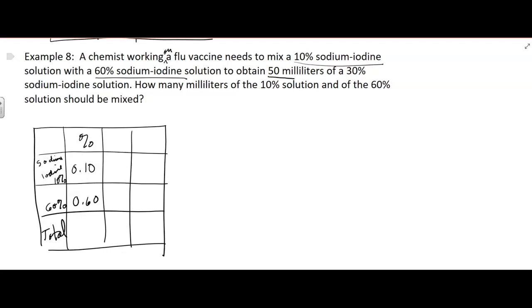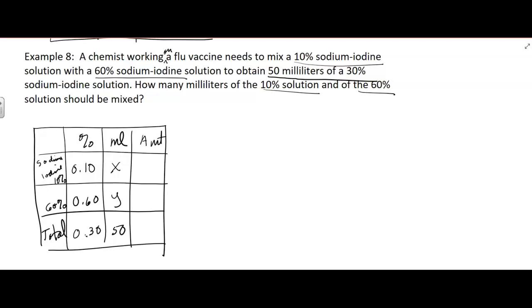We want to obtain 50 milliliters of a 30%. So we want it to be a 30%, and we want 50 milliliters. So it is milliliters. How many milliliters of the 10%? We don't know. And of the 60%, we don't know. That's our X and Y to get that solution to happen. Okay? So here we go with the amount column.